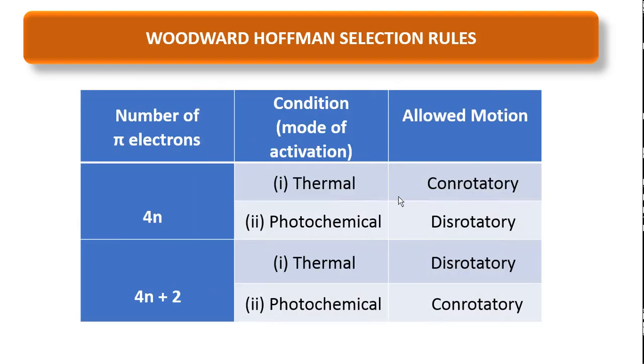Now here are the Woodward-Hoffmann selection rules. For the number of pi electrons, 4n pi electrocyclization and 4n plus 2 pi electrocyclization: for 4n pi electron cyclization, thermally conrotation is allowed, photochemically disrotation is allowed. For 4n plus 2, thermally disrotation is allowed, photochemically conrotation is allowed. So friends, this is about the CMO theory of electrocyclization reactions.